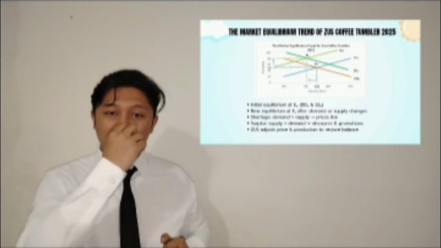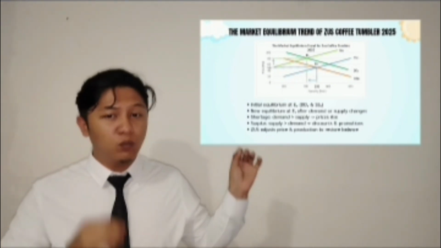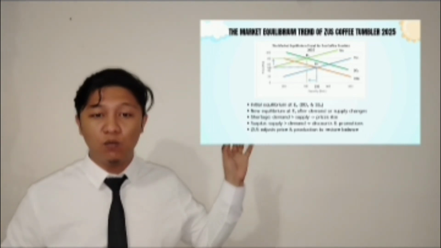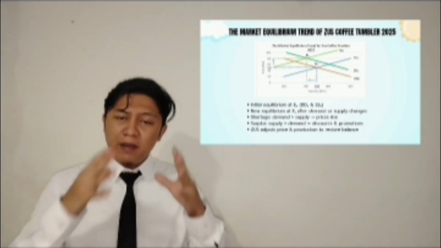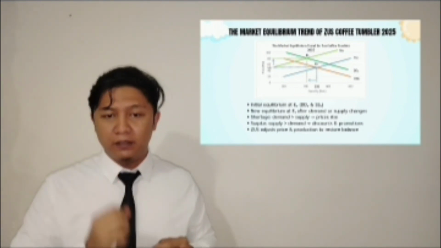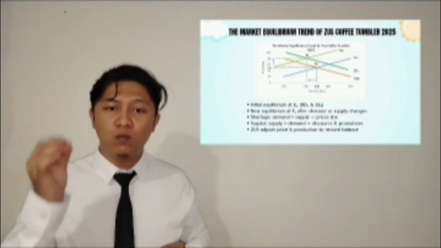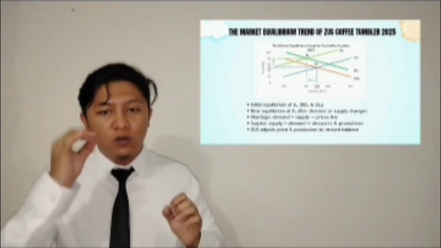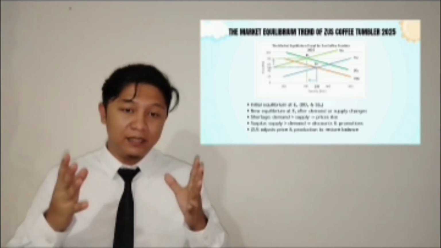At first, the market is at E0, but when demand or supply changes, a new equilibrium forms at E1. When demand increases quickly, a shortage happens, meaning customers want more than what's available. So, Zus Coffee will respond by restocking or slightly raising price.